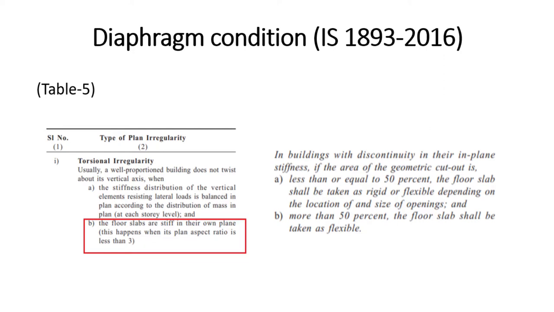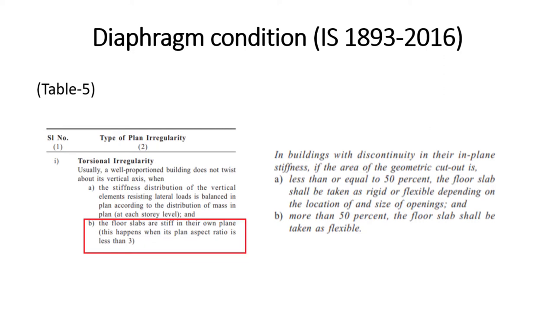So here you can see the diaphragm condition as far as plan irregularity is concerned. In a building with discontinuity in in-plane stiffness, if the area of the geometric cutout is less than or equal to 50% of the floor slab, then it shall be taken as rigid, or else it would be a candidate for a flexible diaphragm.